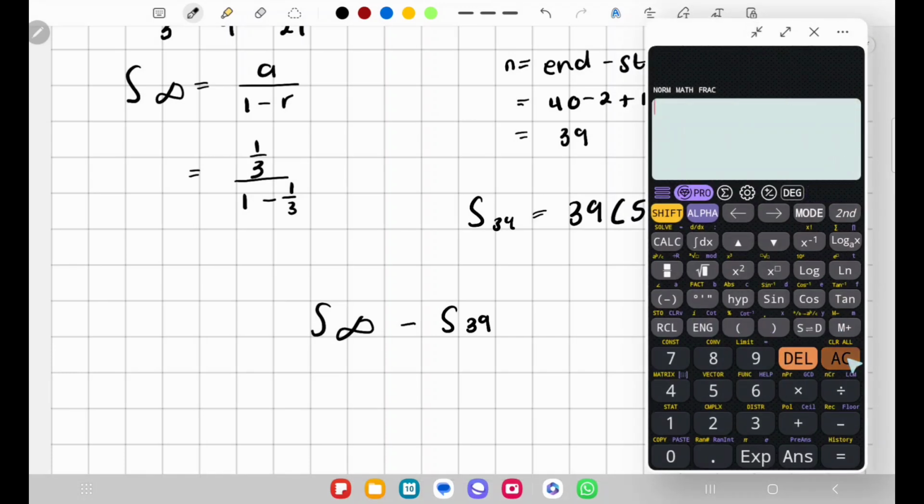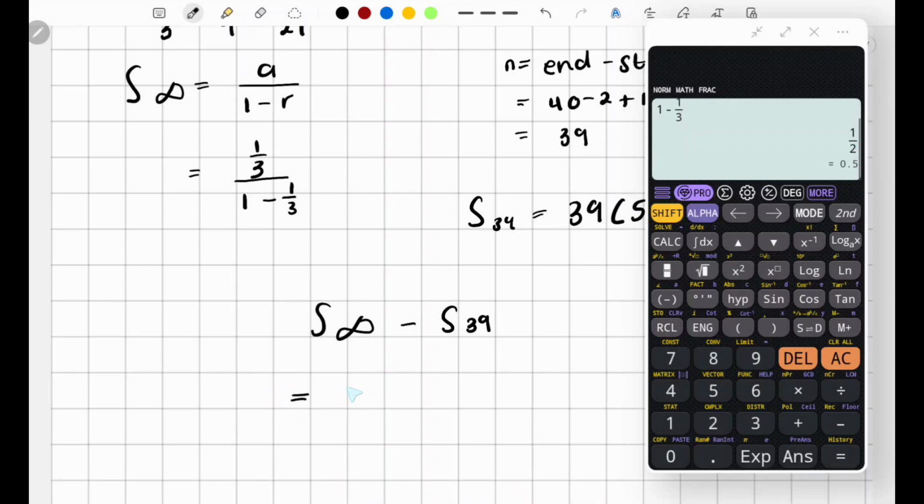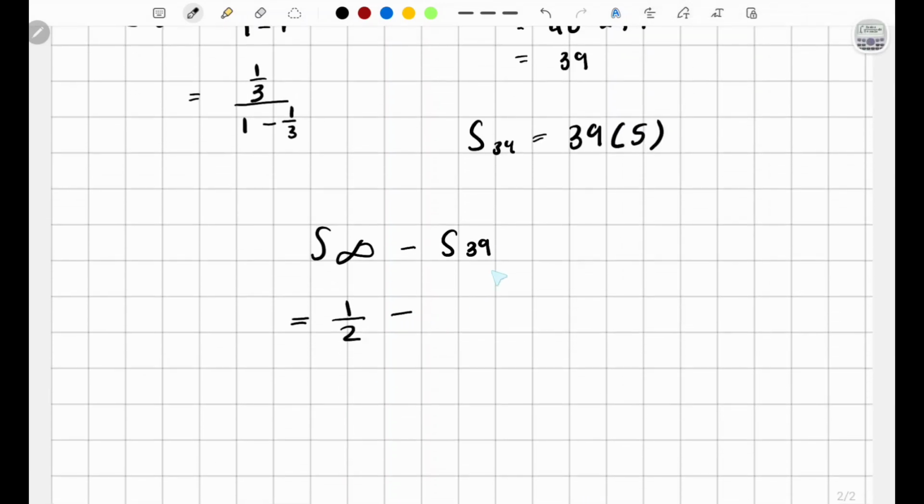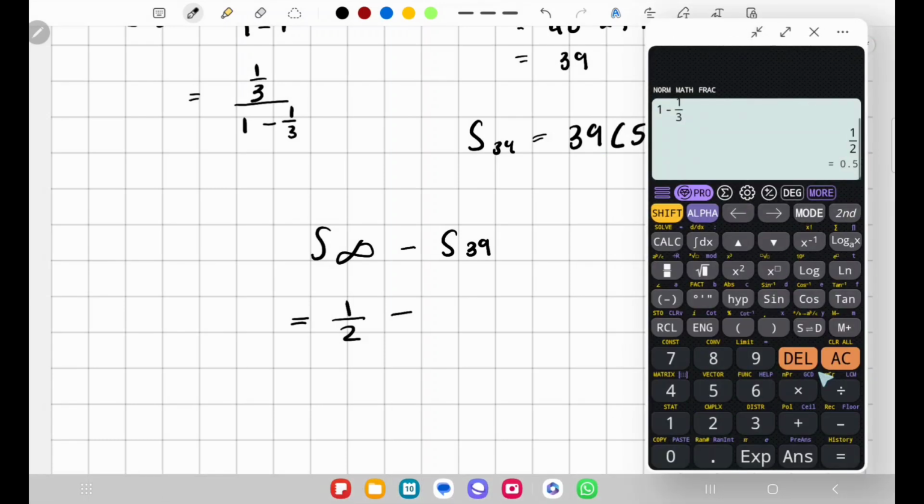And so this is the calculation for the sum to infinity. We can go ahead and just put that on the calculator. So I'll put a fraction first, then I'm saying 1 over 3. Then on the denominator of that fraction, I'm saying 1 minus 1 over 3, which I get 1 over 2 as my answer. So the sum to infinity here is just 1 over 2, right? And minus the sum of 39 terms, which is 39 times 5.